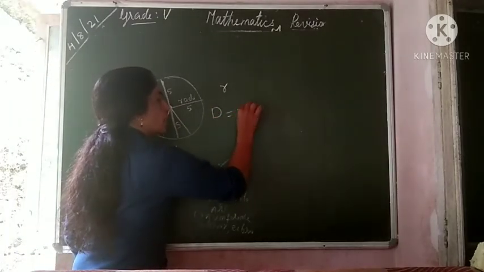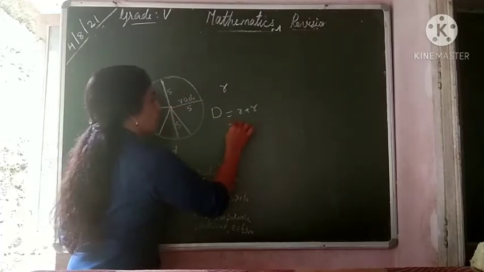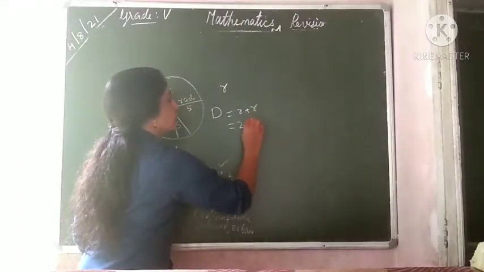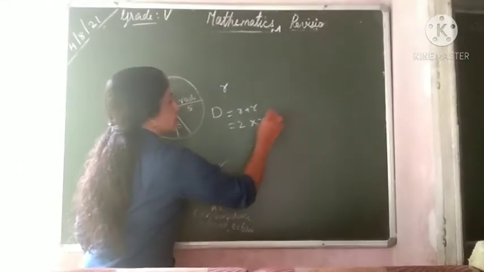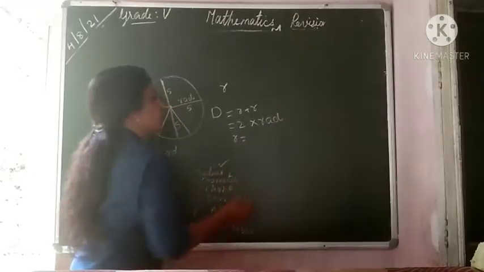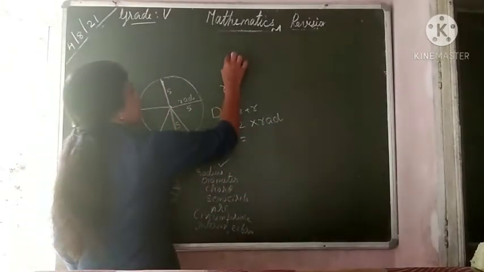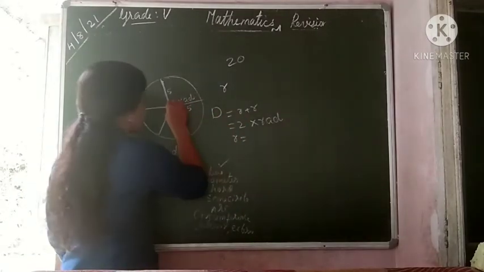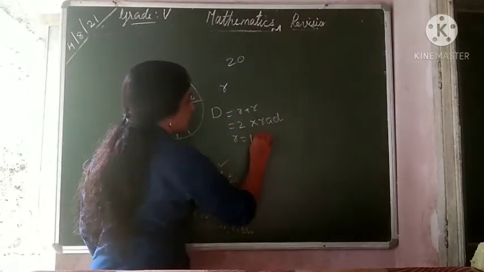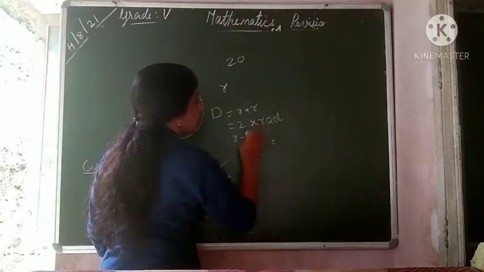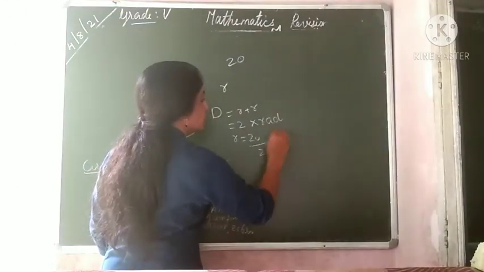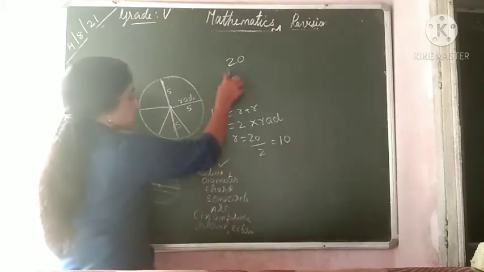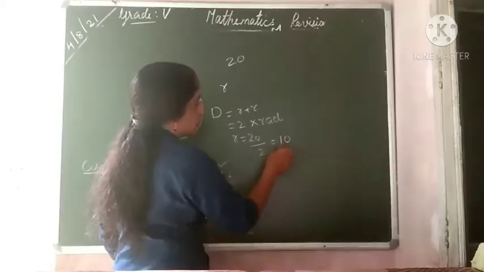Diameter is equal to R plus R, or we can say 2R, 2 into radius. Understood? How can we find the radius? If the diameter is given as 20, can you find the radius? Radius is half the diameter. 20 divided by 2 is equal to 10. If the diameter is 20, the radius is 10.